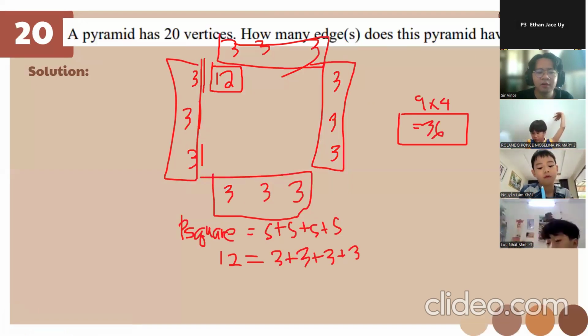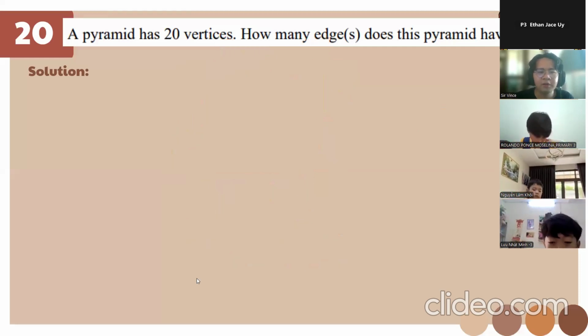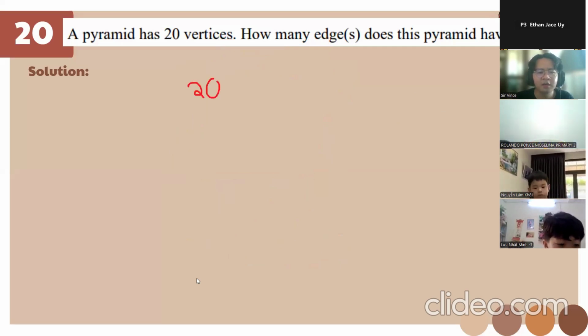Okay, so let's go to number 20. So this one, class, is just the formula. A pyramid has 20 vertices. How many edges does this pyramid have? So 20 minus 1 is equal to 19.